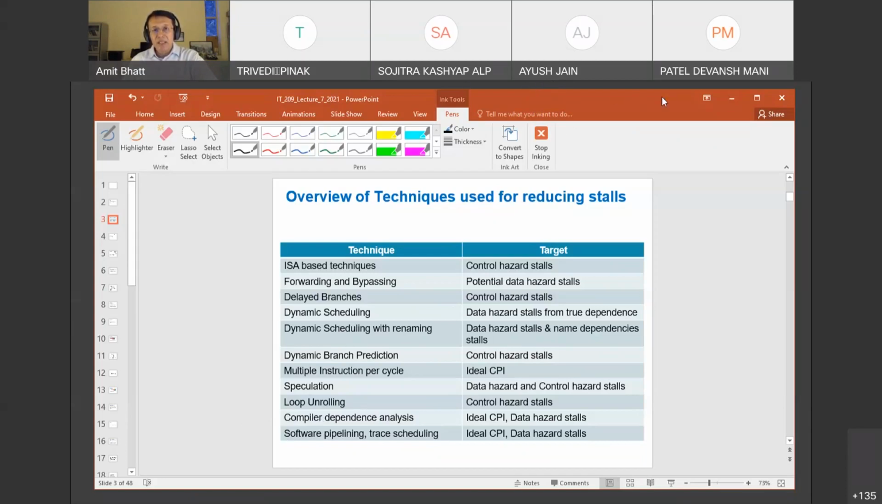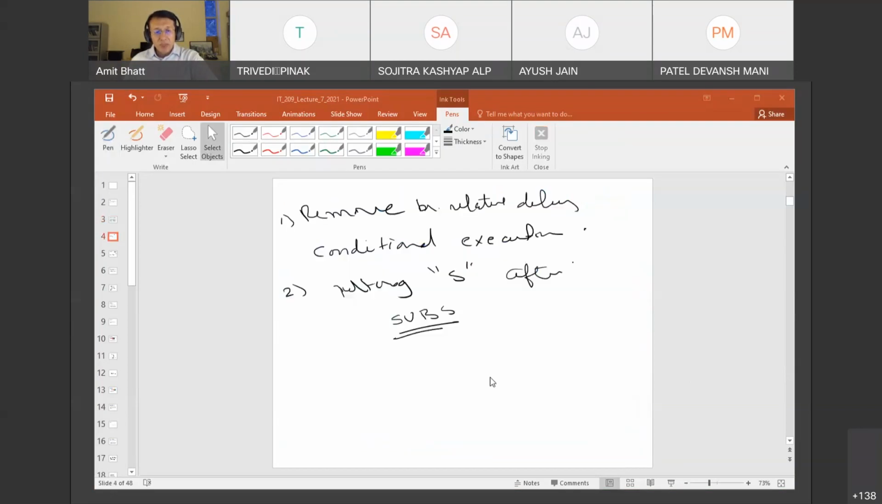Does anyone have any question on this particular or last lecture which we discussed? Okay, so these are the techniques which we studied.